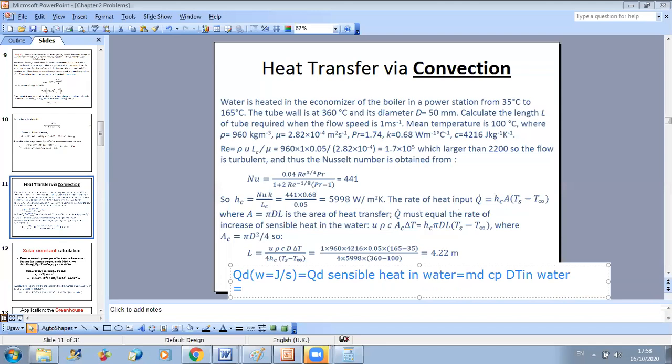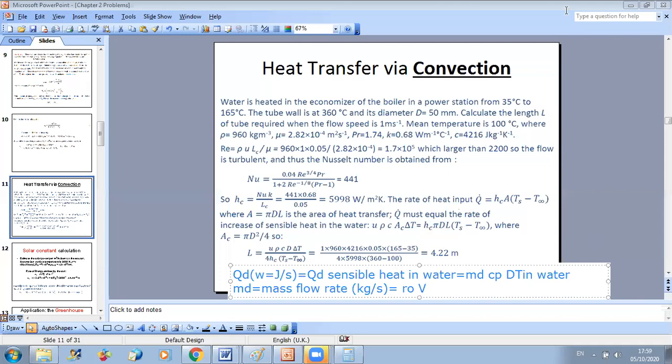M dot is the mass flow rate, and the unit of the mass flow rate is kilogram per second. But here, what do I know about my flow? I know the speed, so I should try to relate the mass flow rate to the speed. This is why I will write that the mass flow rate is equal to rho times the volumetric flow rate.